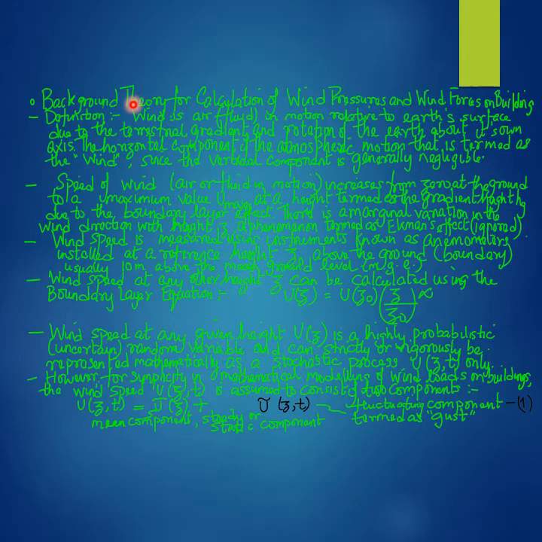Now, as a definition, wind is air that is essentially a fluid in motion relative to the Earth's surface that is induced by the terrestrial gradient as well as the rotation of the Earth about its own axis. The horizontal component of the atmospheric motion is generally termed as the wind, since the vertical component is largely negligible.